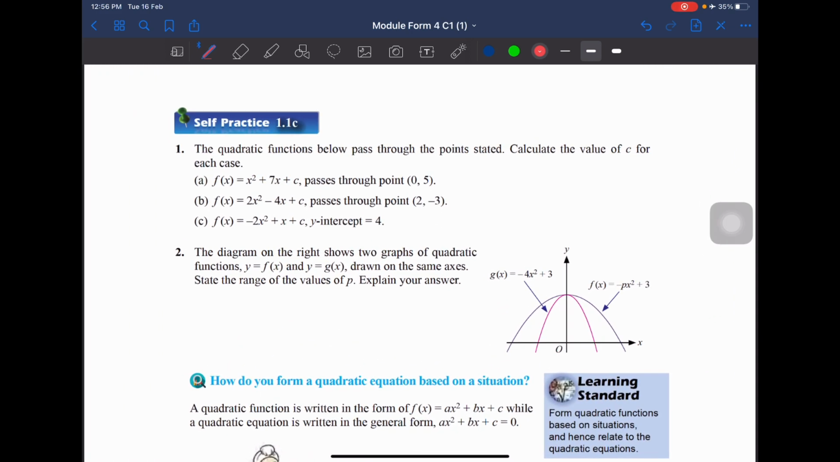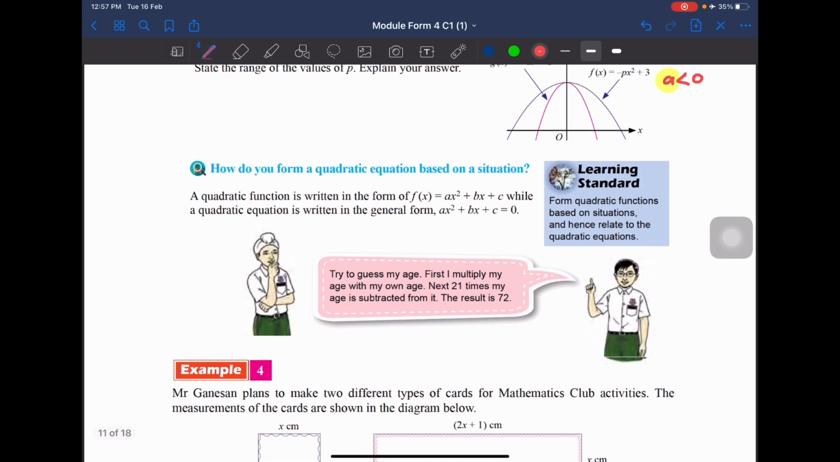Okay, so for self-practice 1.1c, I want you to try it yourself. Okay, mudah saja, tak jauh beza pun daripada kita punya example. Cuma example tadi, A is more than 0 kan. Cuma yang ini kita ada situasi A is less than 0. Okay, saya nak awak cuba sendiri. You try it yourself.